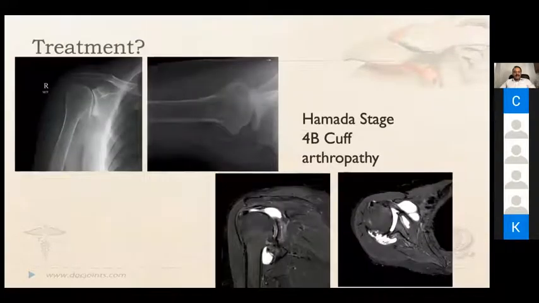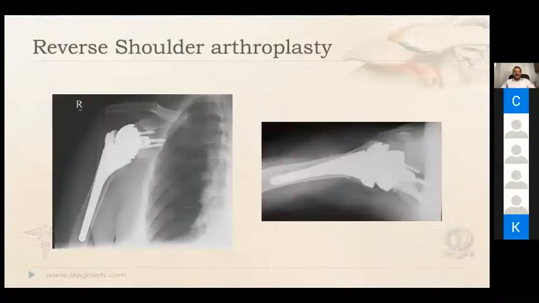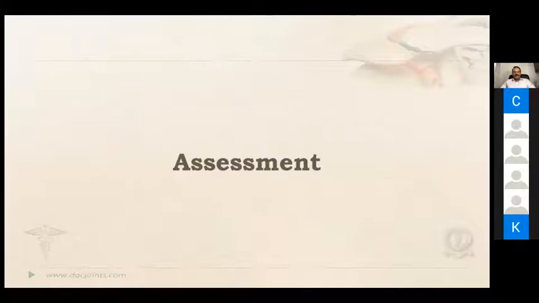MRI showed severe fatty atrophy and thinning, even of the subscapularis, but subscapularis is relatively okay. Infraspinatus is also weak there. Supraspinatus is atrophic. So how would you treat this? Reverse shoulder arthroplasty. Yeah, that is an indication for a reverse shoulder. That was what was done for the patient, and she has very good results, and she is waiting for a total shoulder on the other side, bilateral shoulder arthritis.